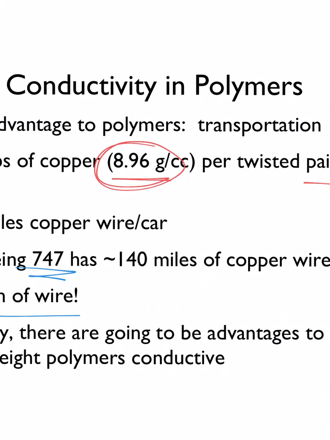All right, and so clearly there are going to be advantages to making lightweight polymers, about 1 gram per cc, and maybe a little bit more than that, conductive in this type of context.